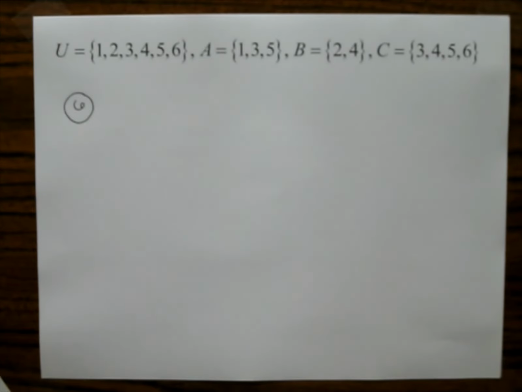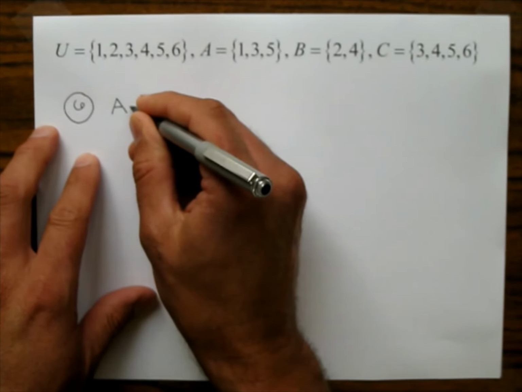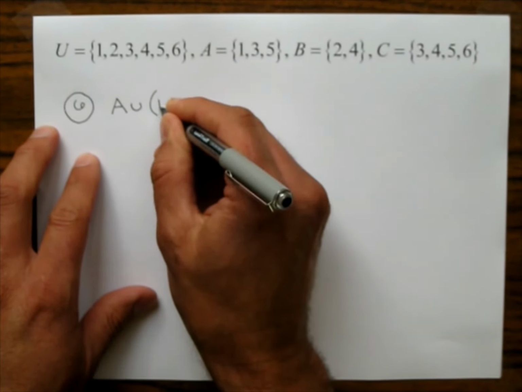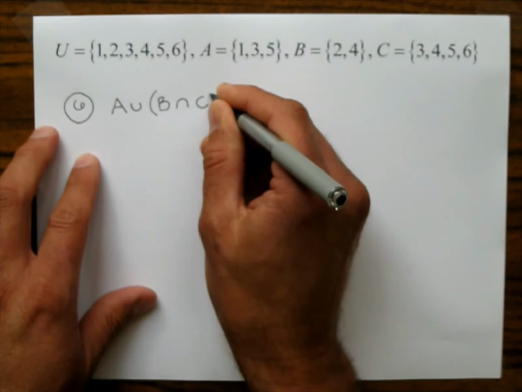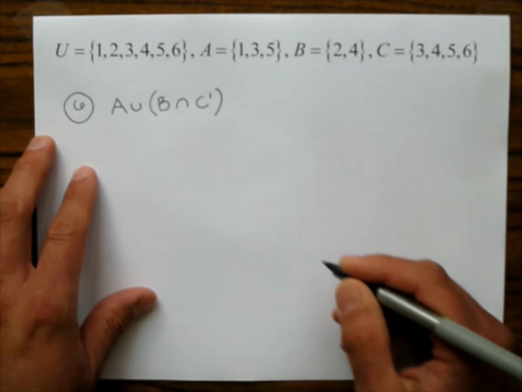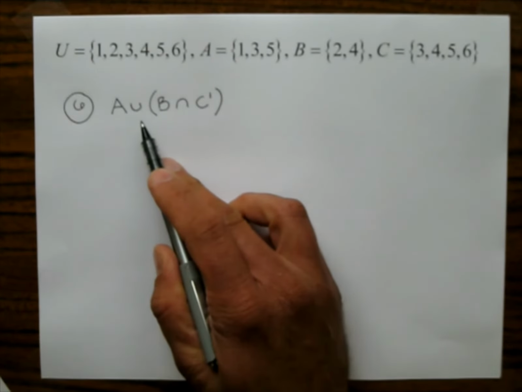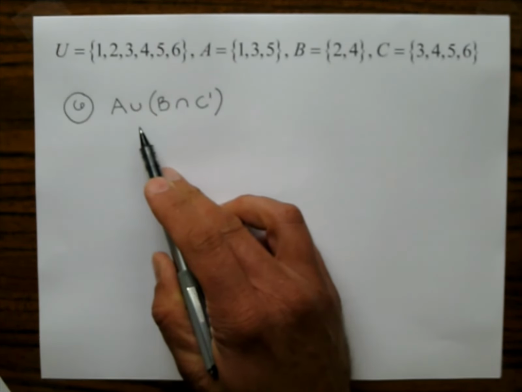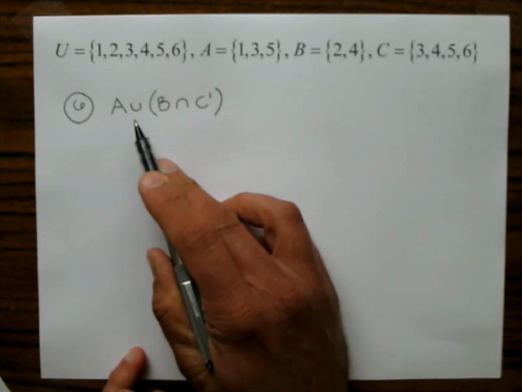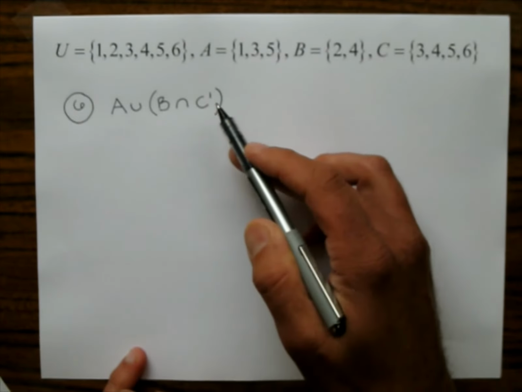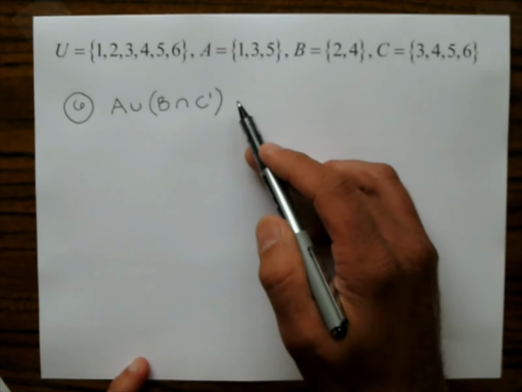Number 6 says, find the following. A union B intersect C complement. There it is. So we're trying to find this, and this right here is going to be a set. In fact, in set theory, you learn how to start out with something very minimal and some basic sets, and you can build a whole bunch of sets using unions, intersections, and complements. In fact, all the math we do is built on set theory.